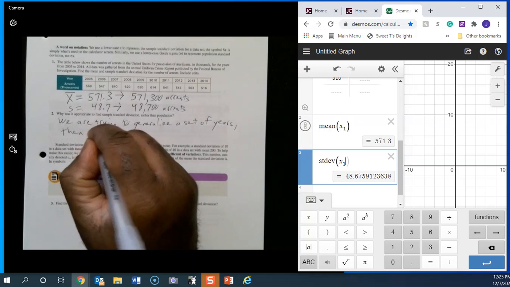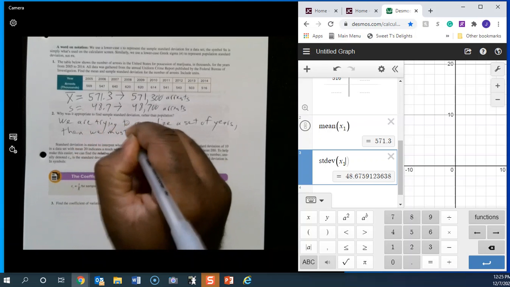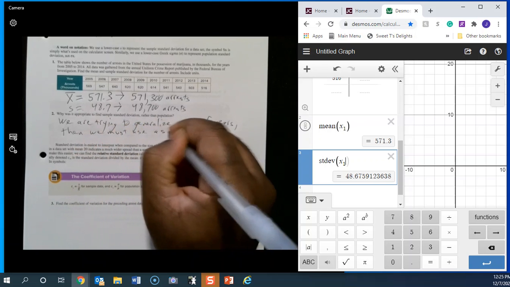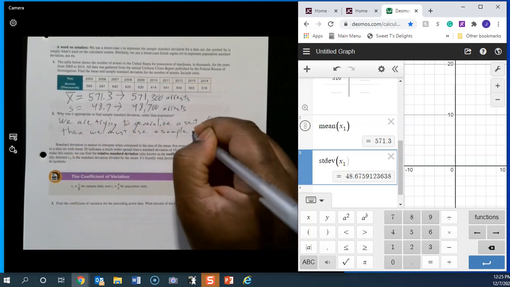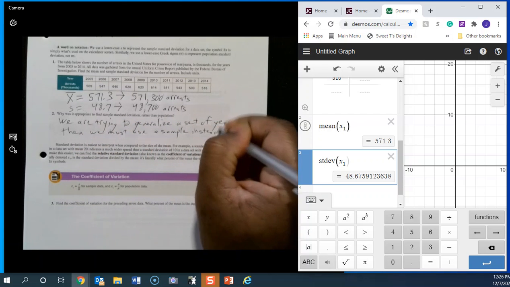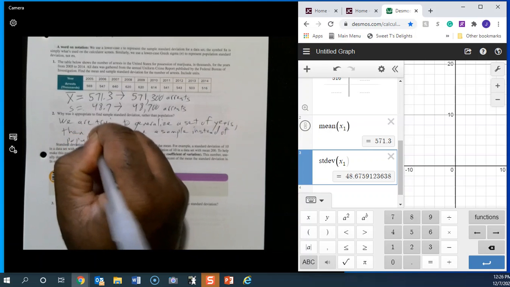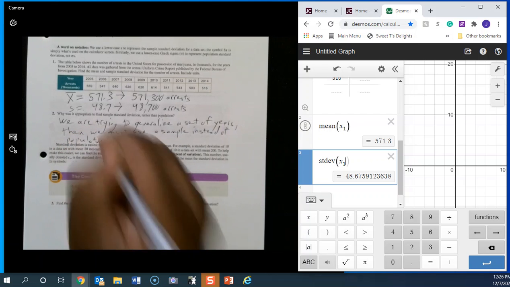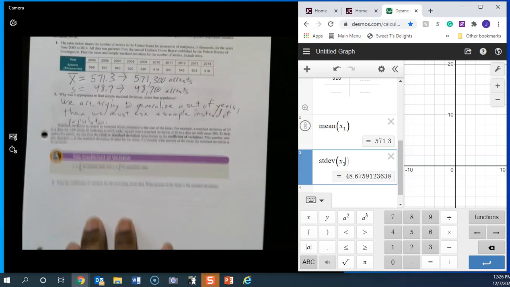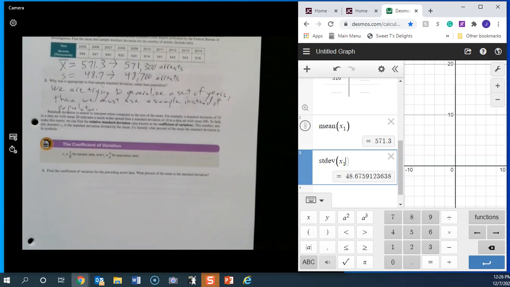Then we must use a sample instead of population. So remember, we're just taking a sample because we're just doing a set of years here.